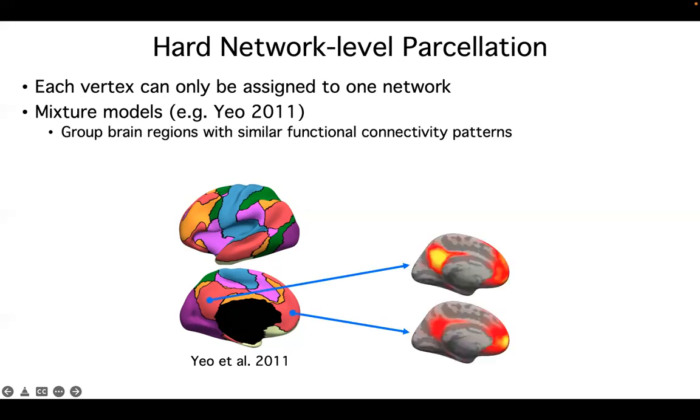Mixture model approaches try to group brain regions with similar functional connectivity patterns together. So in this example, even though the posterior cingulate and the medial prefrontal cortex are far away, they're grouped together into one network because they have similar connectivity patterns. On the other hand, even though this region is close to the posterior cingulate cortex, their connectivity patterns are very different. Therefore, this region is assigned to a different network.